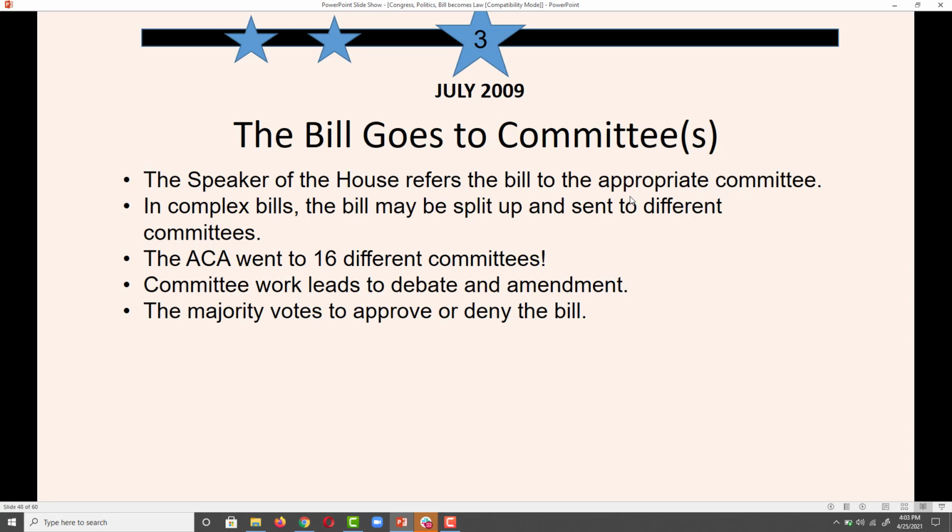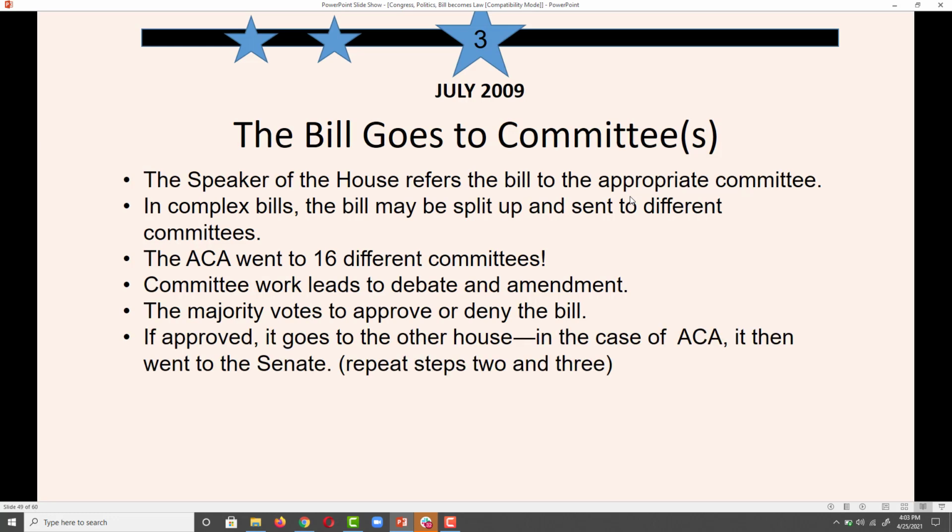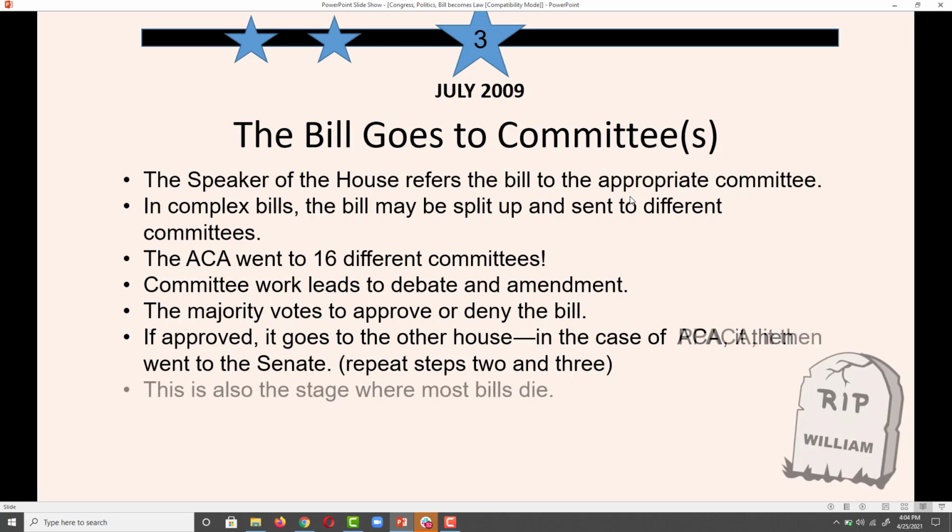The majority will vote to approve or deny the bill. If it passes, it goes to the other house, in this case, the Senate. And you repeat the steps of sending it to committees and debate and amendment. All right? So, very likely, what you get then is a couple different iterations of the bill, one that the Senate approves and one that the House approves. And I'll get to that in a moment.